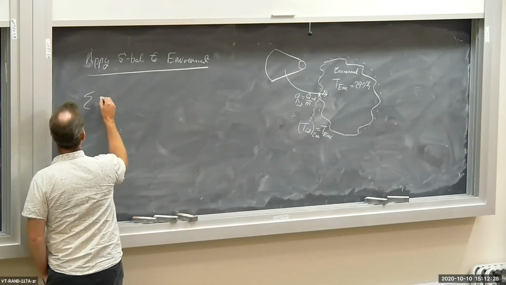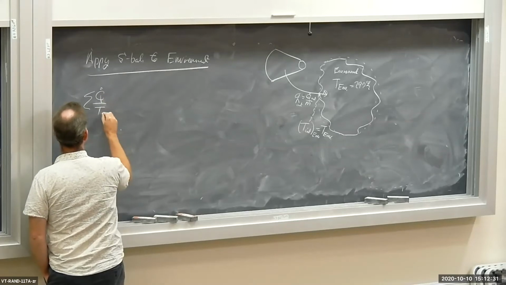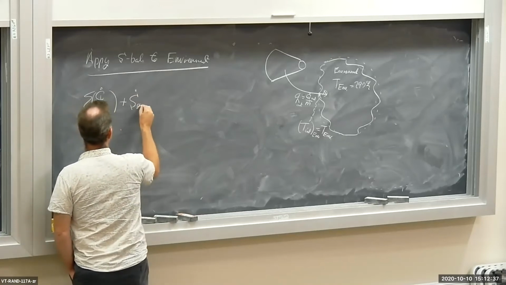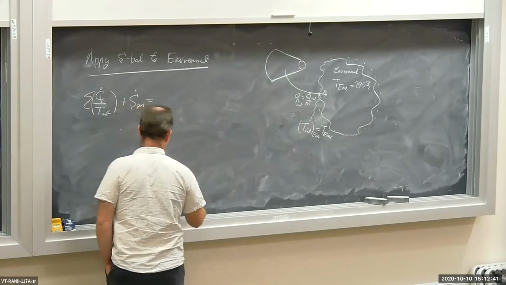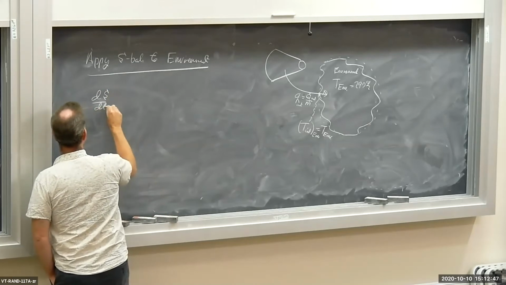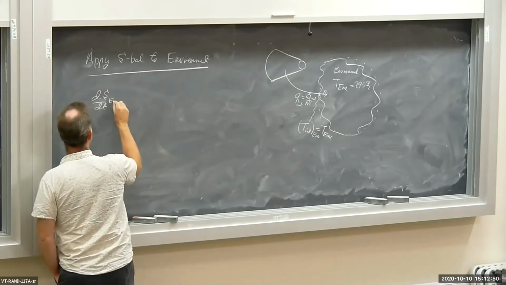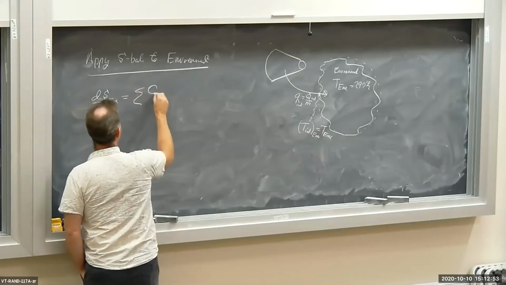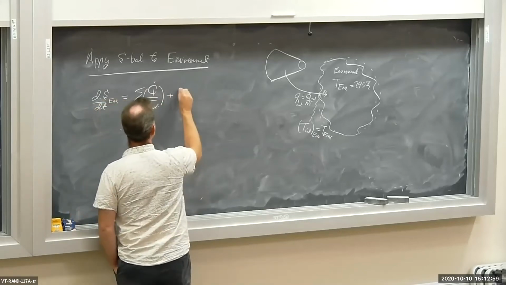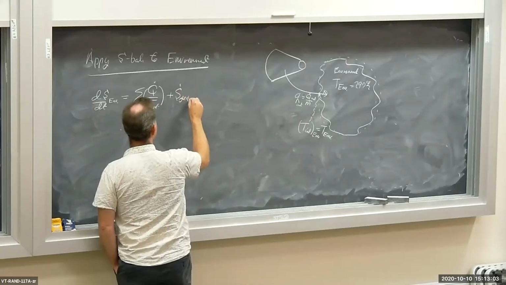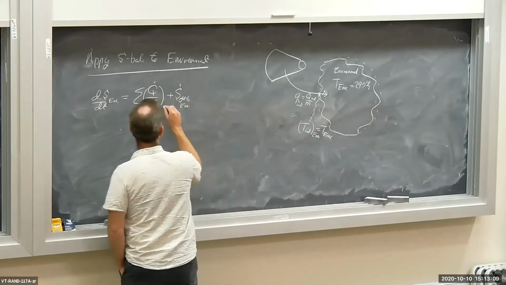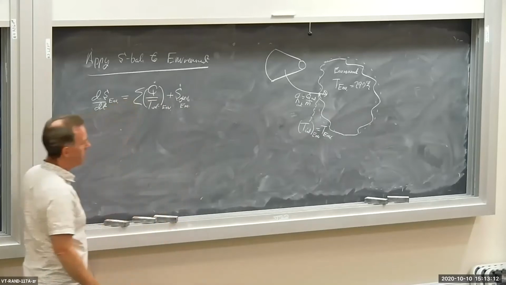Let's see here. dS/dt for my closed system, which is the environment, is equal to the sum of Q dot over T interaction for the environment, plus S dot gen for the environment.